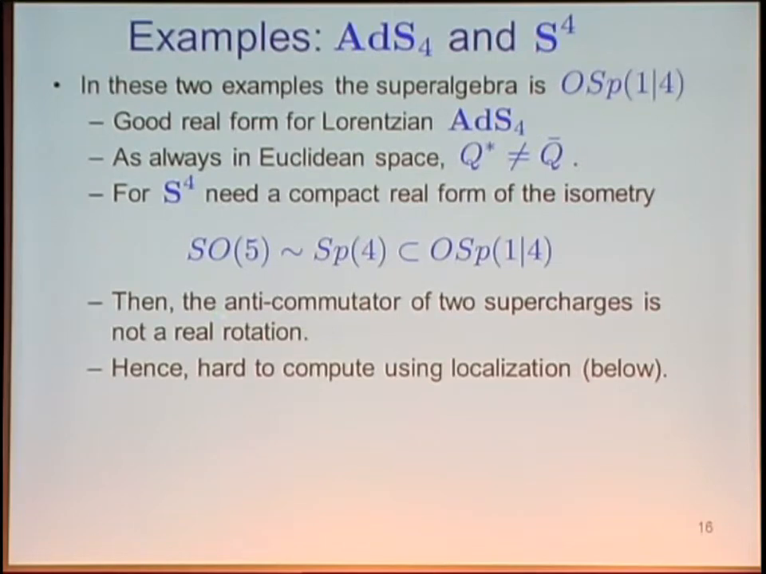Another way of saying it, if we look at 2 anti-commutators here, they give us a bosonic generator, which tries to be a rotation of the S4, but the rotation is not a real rotation. This is at the root of the problem of computing using localization in these theories with S4. So with S4, we don't have a Q which squares to 0 or squares to an isometry or to a real isometry. I'll say a little bit more about that later.